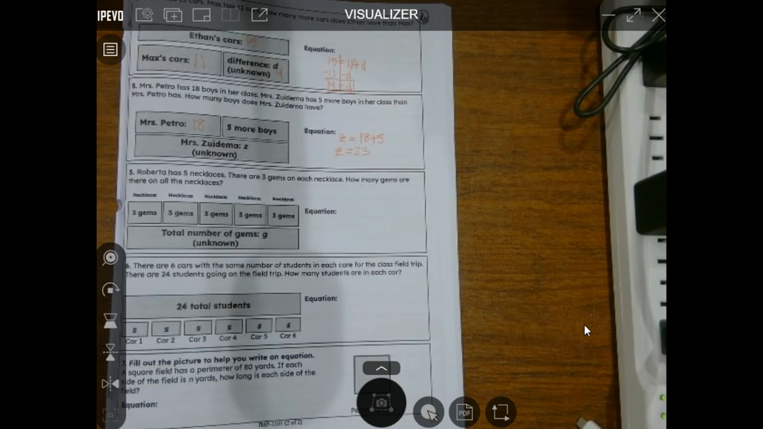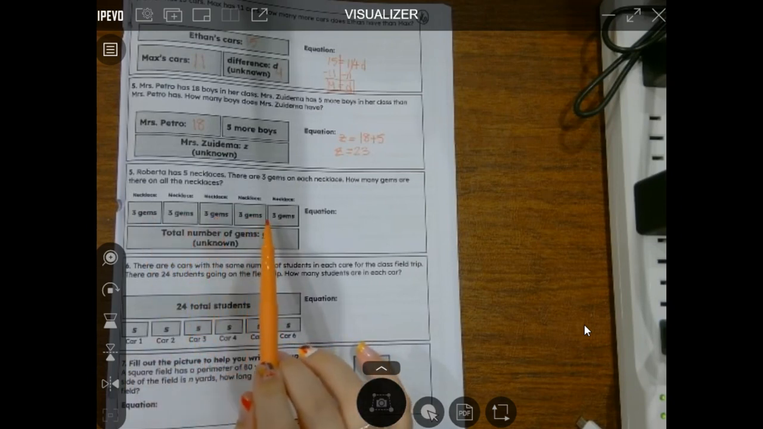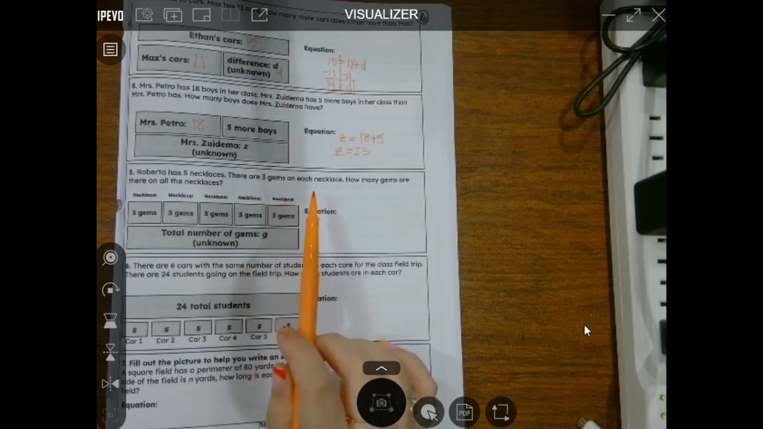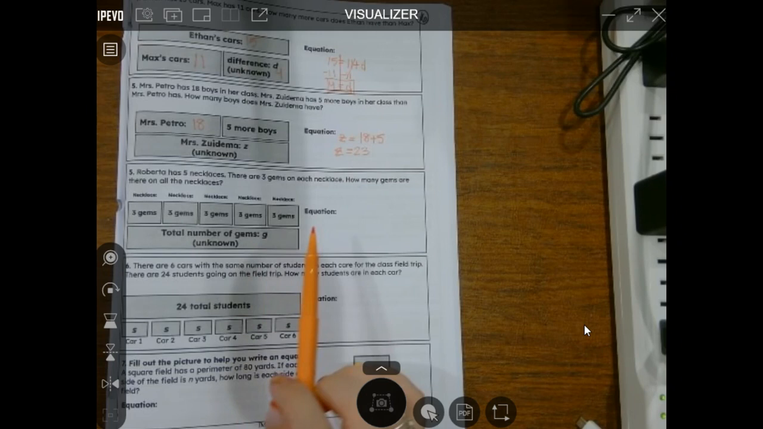This one looks different. It says Roberta has 5 necklaces. Okay, so 1, 2, 3, 4, 5 necklaces. All right. There are 3 gems on each necklace. So here's necklace, 3 gems, necklace, 3 gems. All right, I get it. How many gems are there on all of the necklaces?